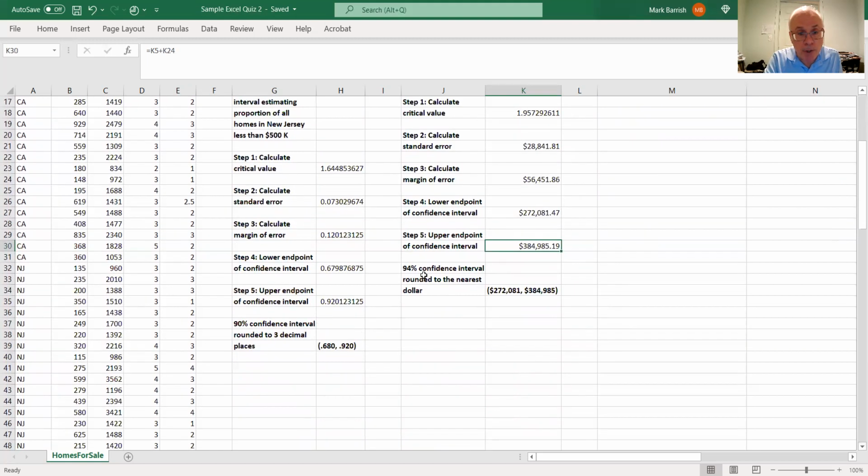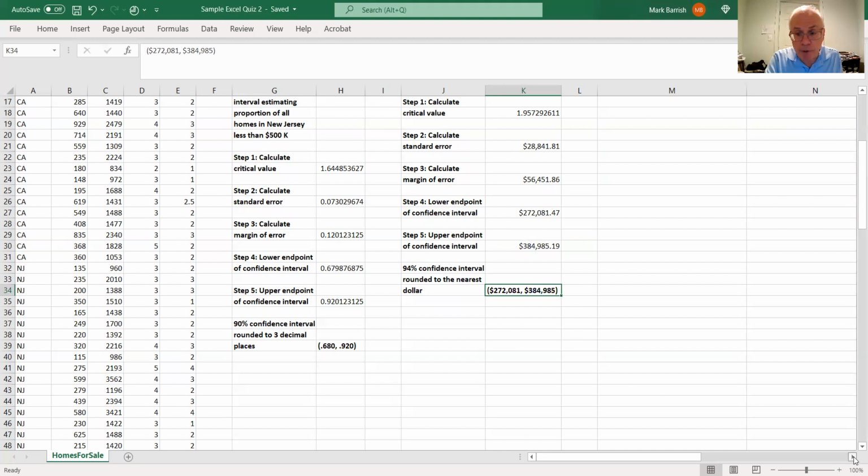Right? And then it says 95% confidence interval rounded to the nearest dollar. Right? Again, you do this in your head. All right. Each of these numbers here rounded to the nearest dollar. Well, none of them has 0.5 or larger as the decimal. So the answers are going to be 272,081 for our lower endpoint, and 384,985 on the upper. Right? So you do the rounding in your head.